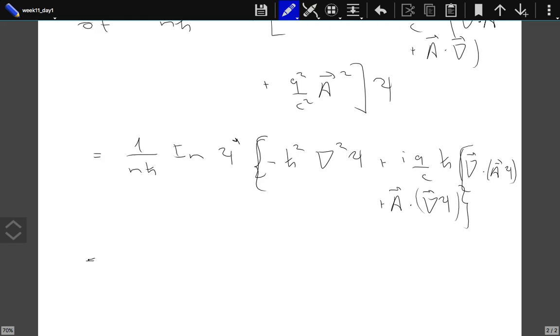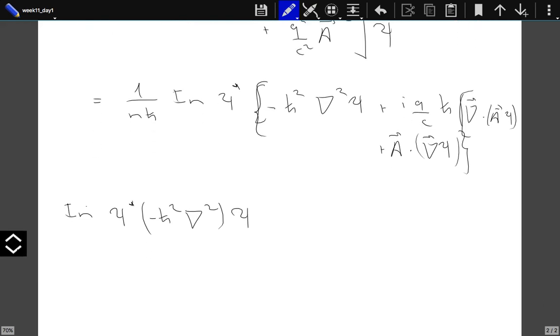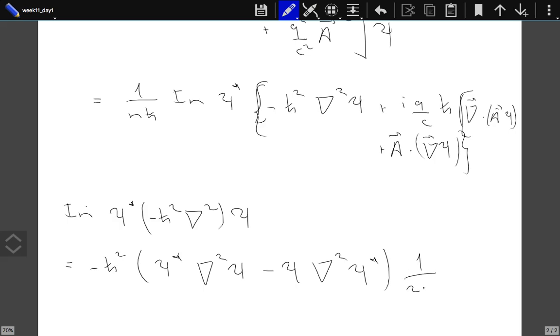Now let's proceed even further. Let's look at them one by one. The first term is what we had in the absence of any vector potential. Now, the imaginary part of psi star times minus h bar squared Laplacian of psi is just minus h bar squared, psi star Laplacian of psi minus psi Laplacian of psi star, divided by 2i.